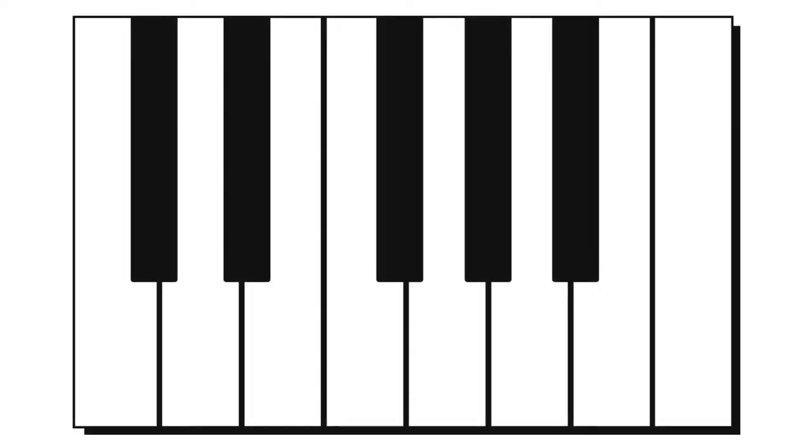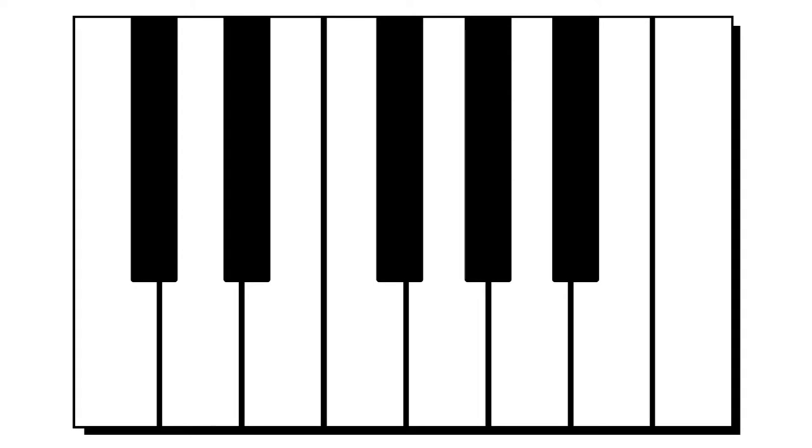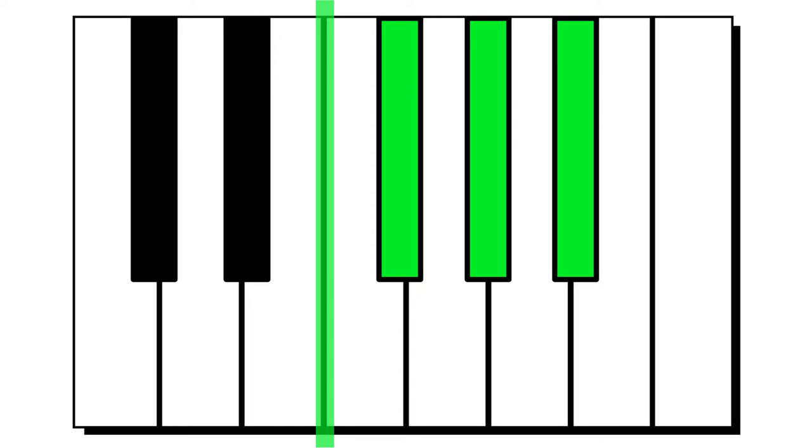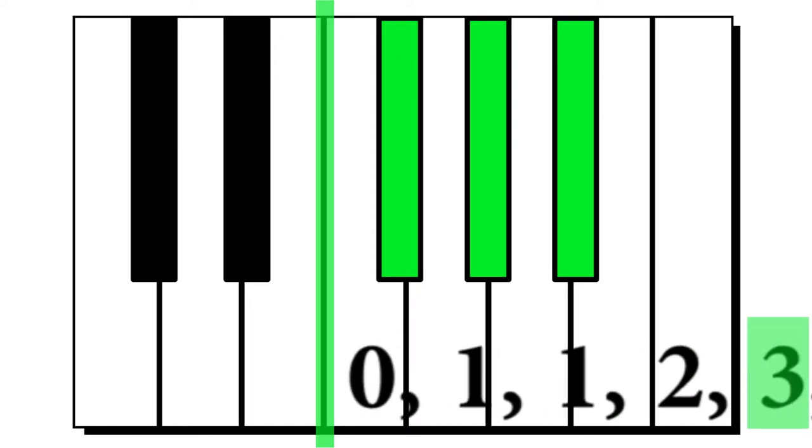Take a look at the keyboard. Imagine we had to divide it into two parts based on the pattern of black and white keys. I would put that dividing line right here between E and F. That gives us 2 black keys on this side and 3 on this side. Do you remember the ratio 2 to 3 from the Fibonacci sequence?